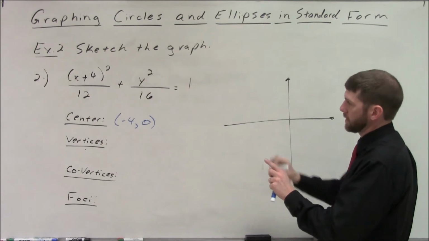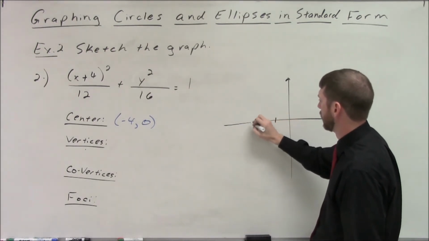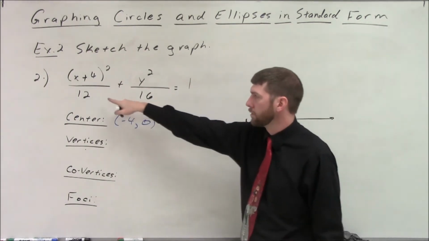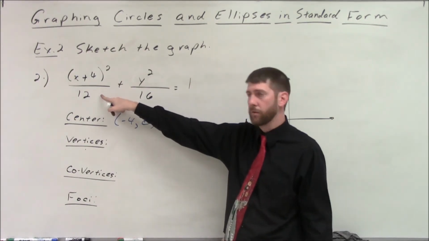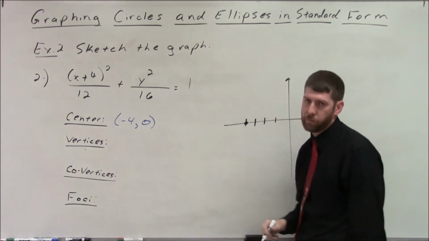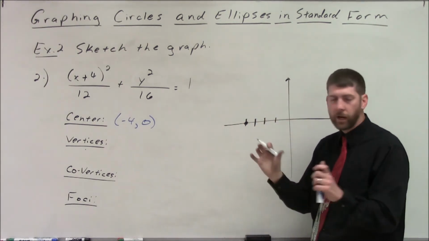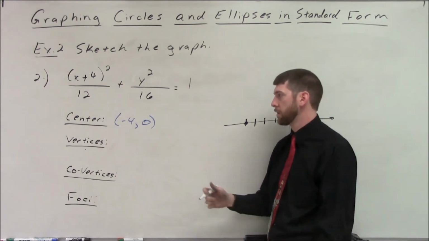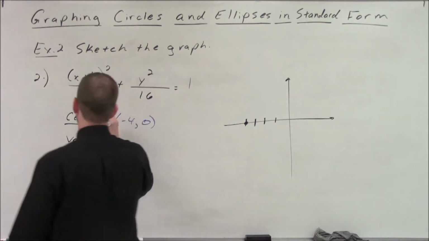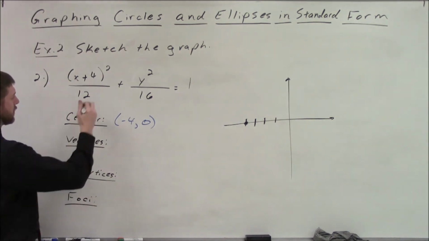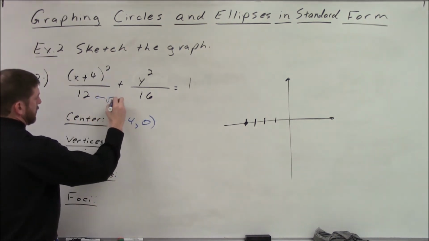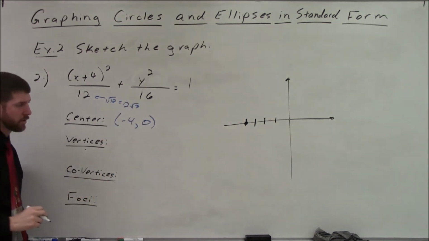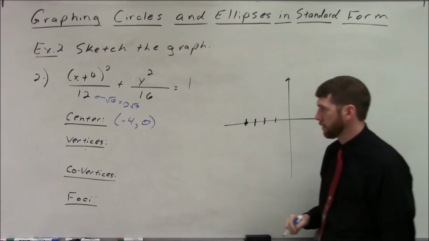So let's look and see what we get. Center's at -4, 0. Underneath the x, we see 12. So horizontally, we need to be moving, and I don't care whether we're going to call them vertices or co-vertices at this second. Horizontally, we need to be moving square root of 12. So the square root of 12 is 2 square root of 3, correct? So left and right, 2 square root of 3.